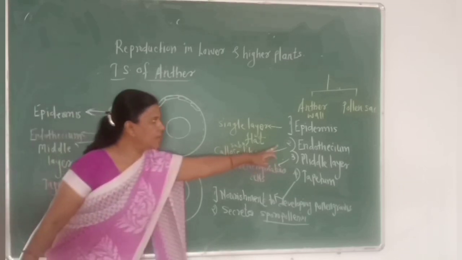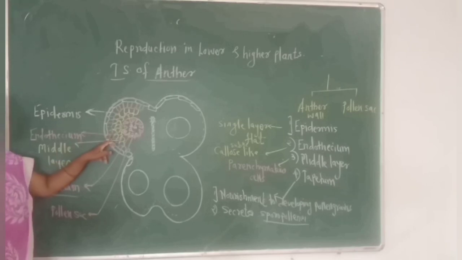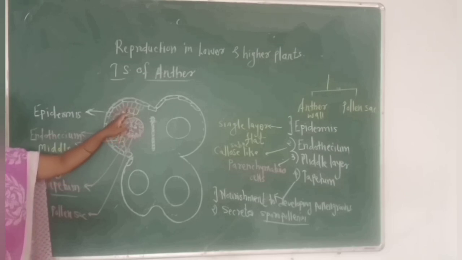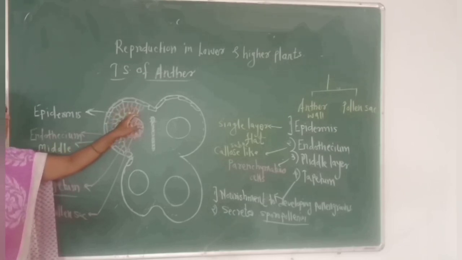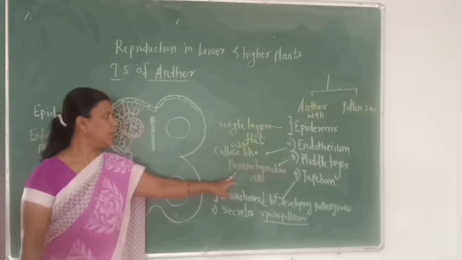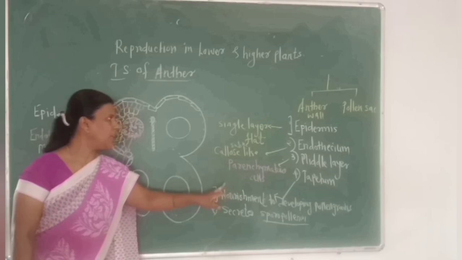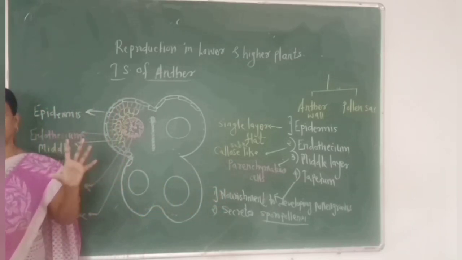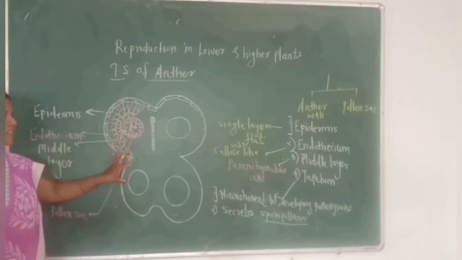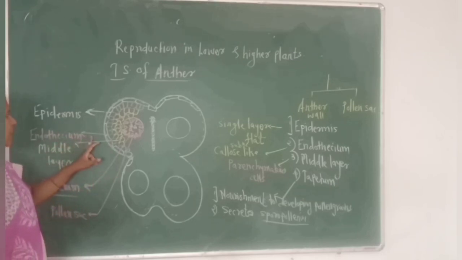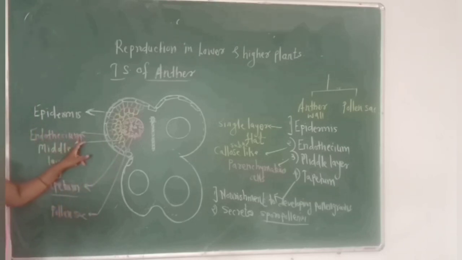The second layer is the endothecium. Endothecium lies just below the epidermis. The cells of endothecium are radially and compactly arranged, and on this endothecium, callus-like thickening is present, which gives hygroscopic nature to this endothecium. When the anther dehisces, that means after maturation when this anther wall is broken down, this dehiscence is due to the hygroscopic nature of the endothecium.